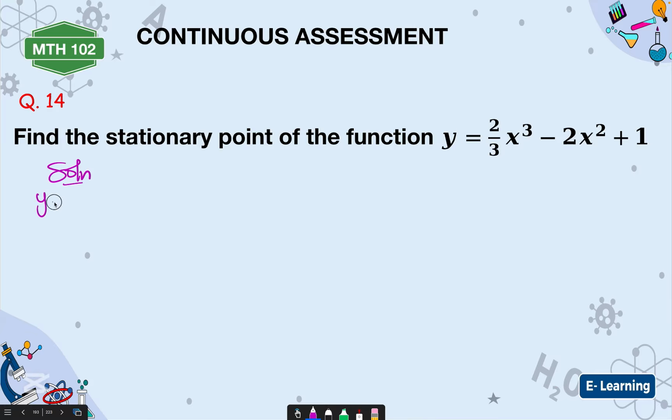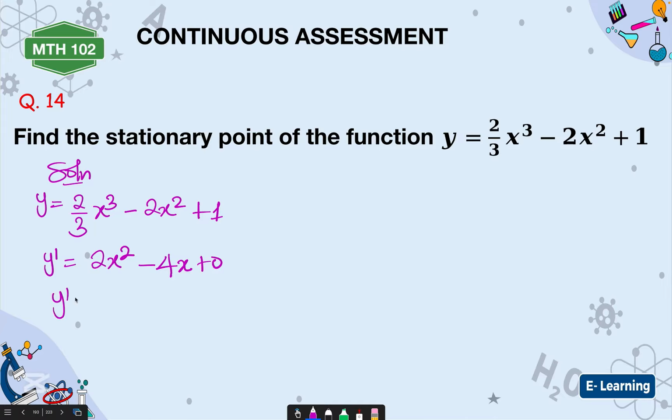Solution, y is what? 2 over 3 x to the power of 3 minus 2x squared plus 1. And then y prime is equals to, when you differentiate this, it's going to give us 2x squared, right? Exactly, because this 3, we cancel this 3 on that. So we have 2x, then minus 1 from the power, which is 2x squared, minus 4x plus 0. So our y prime is what? 2x squared minus 4x. Are you getting it now?